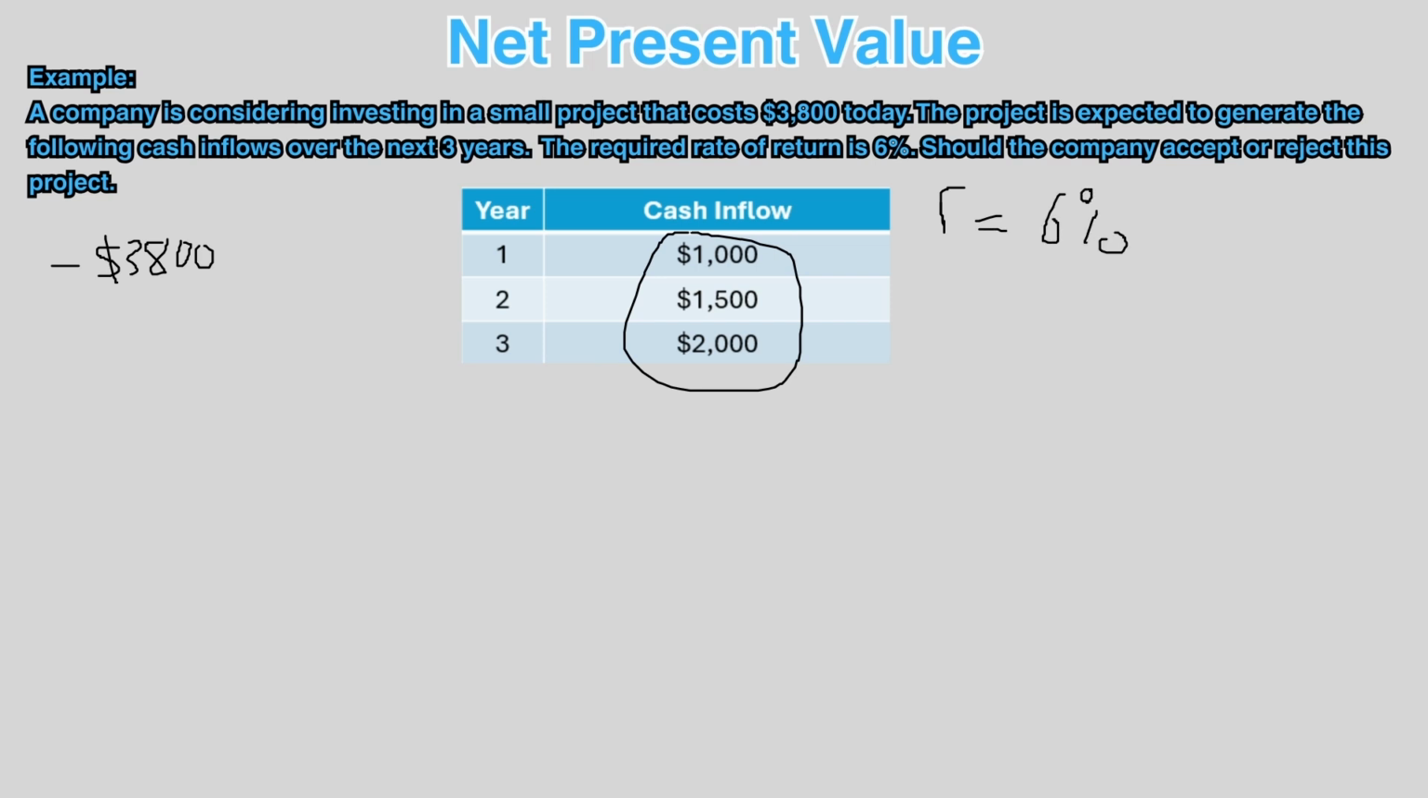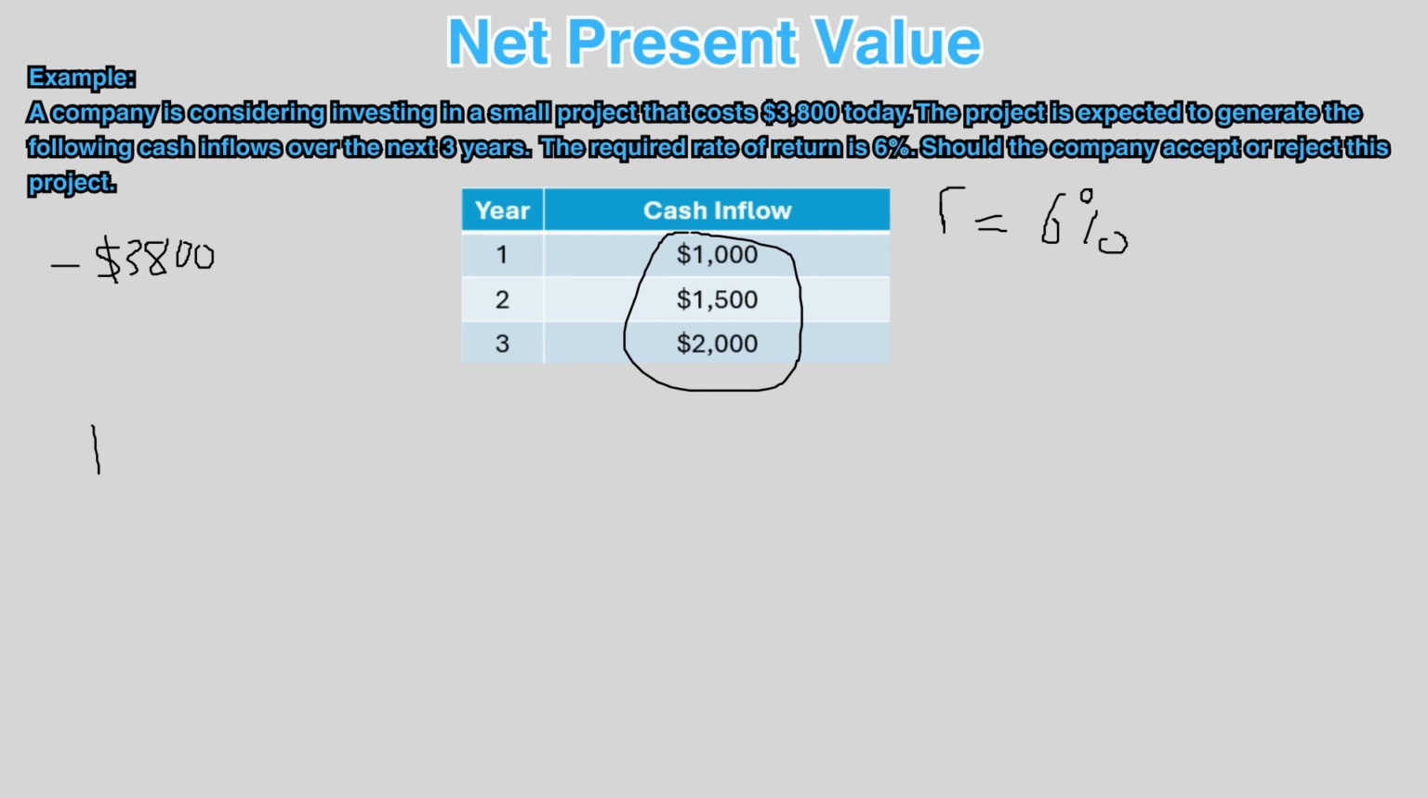So remember I said, think about the 6% as the opportunity cost, or the rate of return the company could have gotten if it invested in a different project, or stocks or bonds or something else. It could have gotten that 6% return. So that's why we use it as this discount rate.